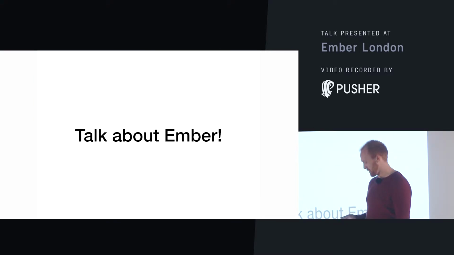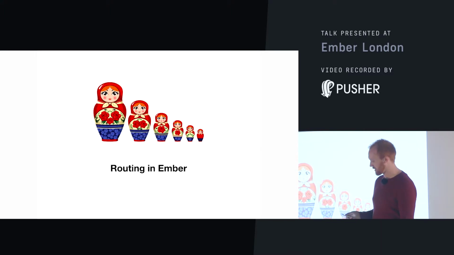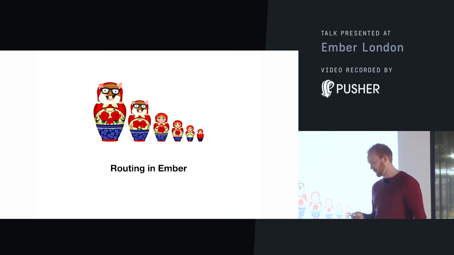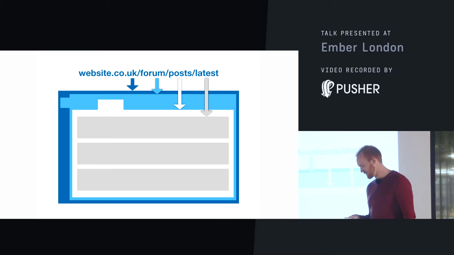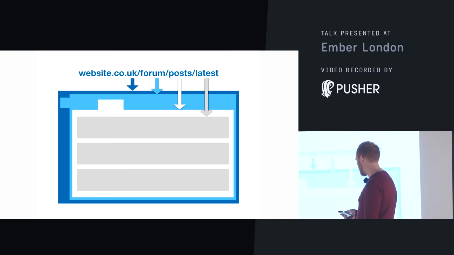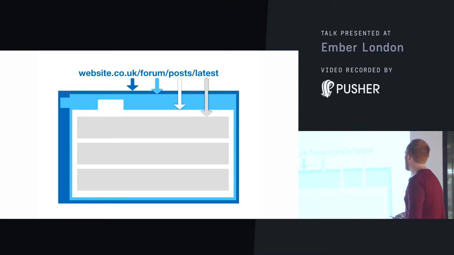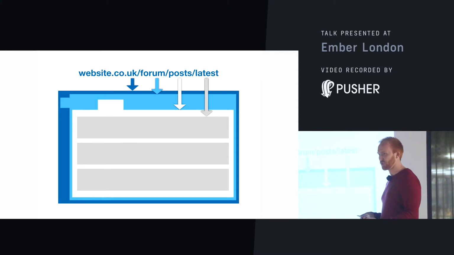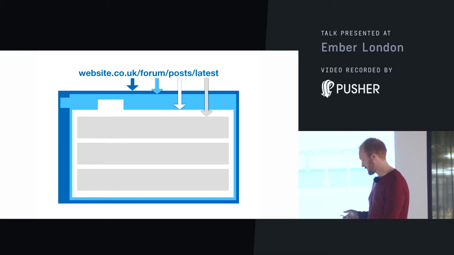Okay, so let's talk about Ember then. I like to think about conventional routing in Ember as a mapping of URL to a nested series of Russian dolls or views. So this routing system is great at mapping segments of a URL to a UI hierarchy. Hopefully, for those of you familiar with Ember's routing, that all makes a lot of sense.